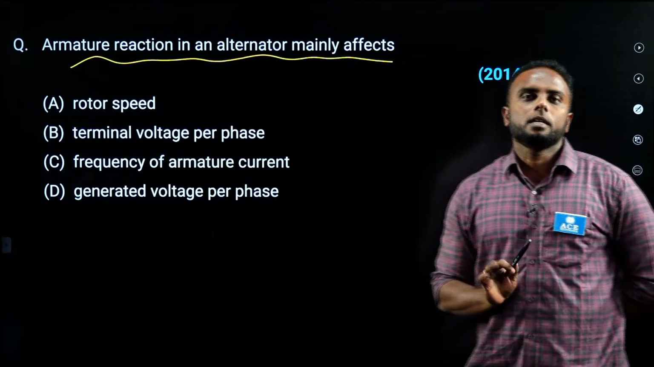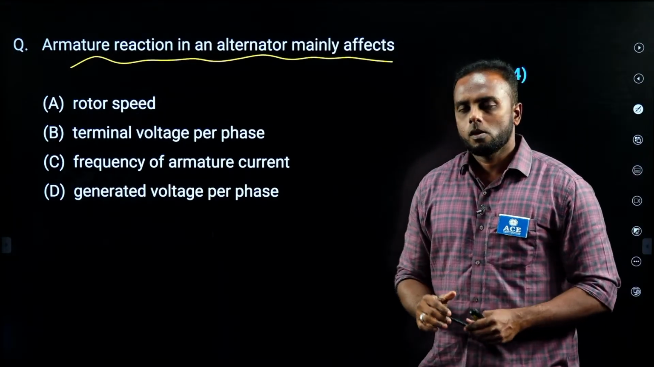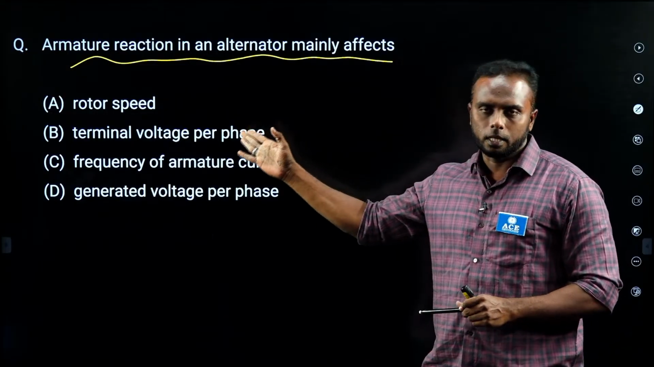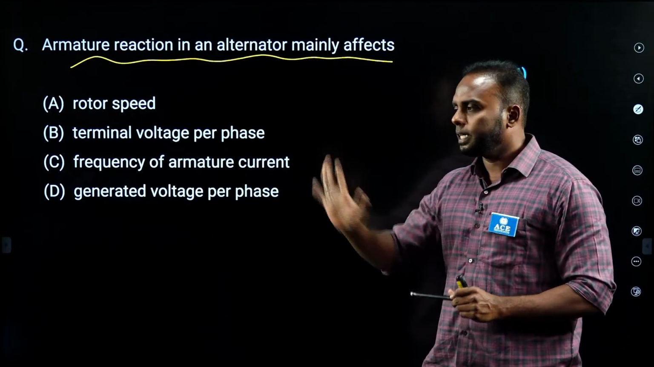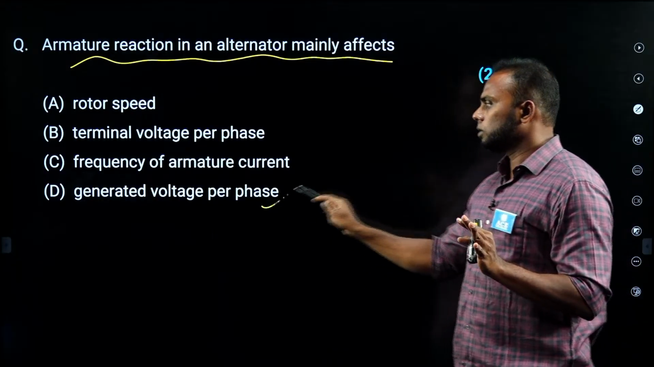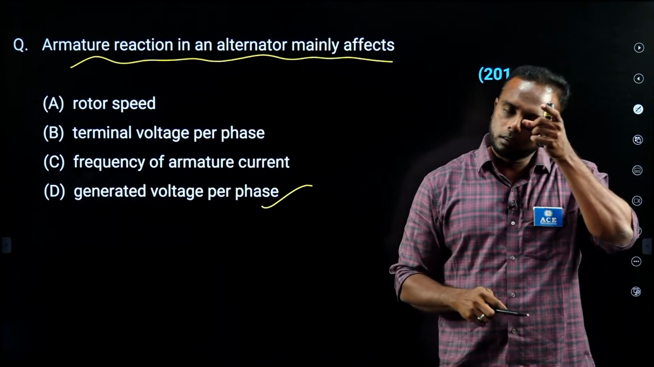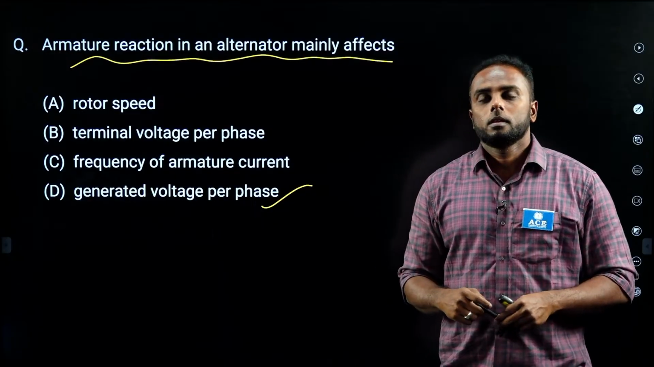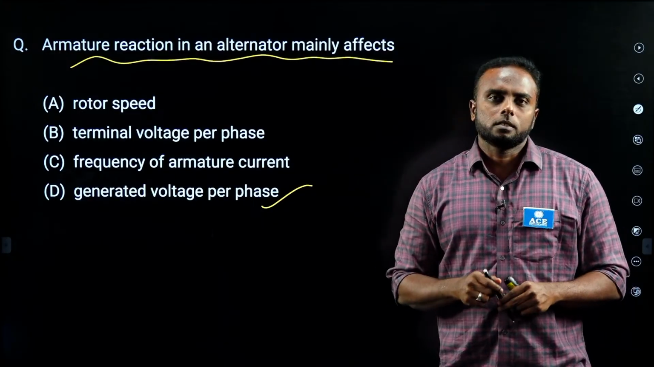Armature reaction mainly affects dash. Here there are two possibilities: maybe you can say terminal voltage, or also generated voltage. Which one do we have to choose? No doubt we have to choose generated voltage per phase, because due to armature reaction we have a drop in the form of reactance.